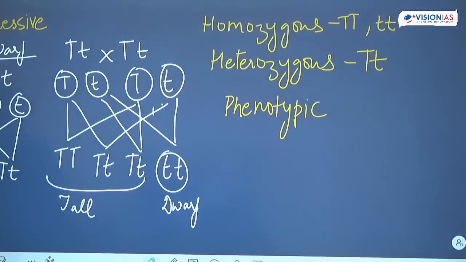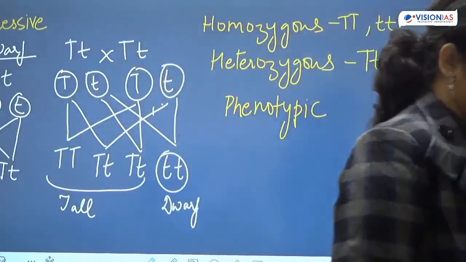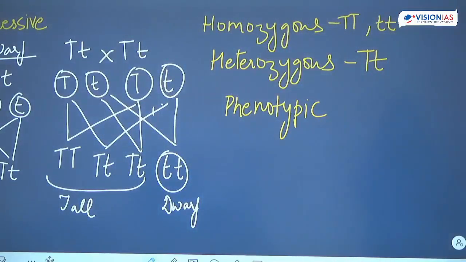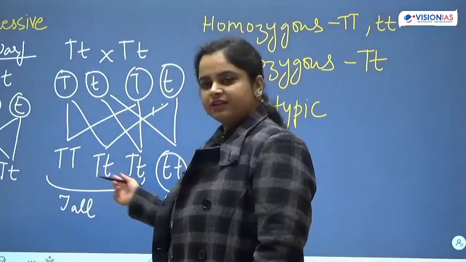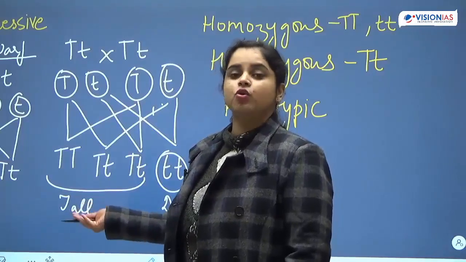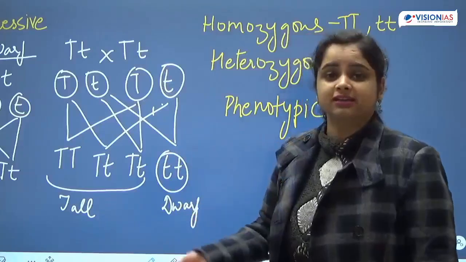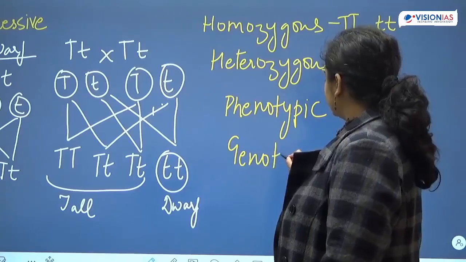Phenotypic, the observable characteristic of an organism. For example, height or color. Right? Like, for example, in this particular, all of these three, what is their phenotype? Their phenotype is that they are tall. That's how they look. That's what is their appearance. That is what their characteristic is. The second term is genotype.